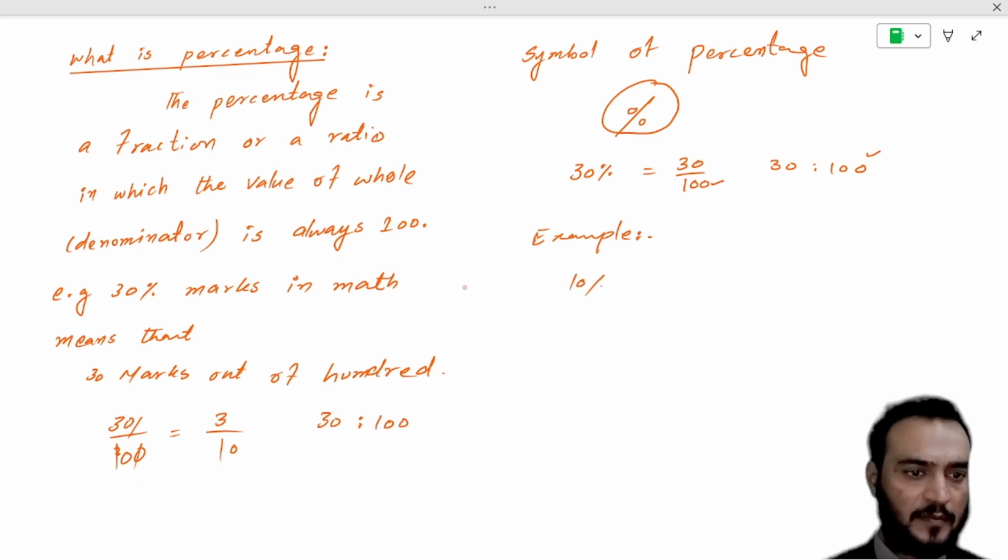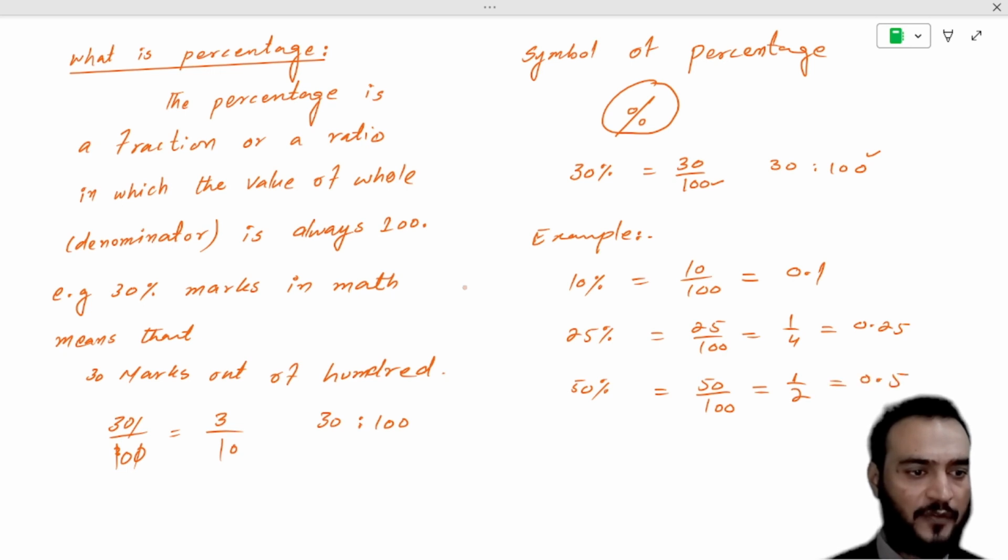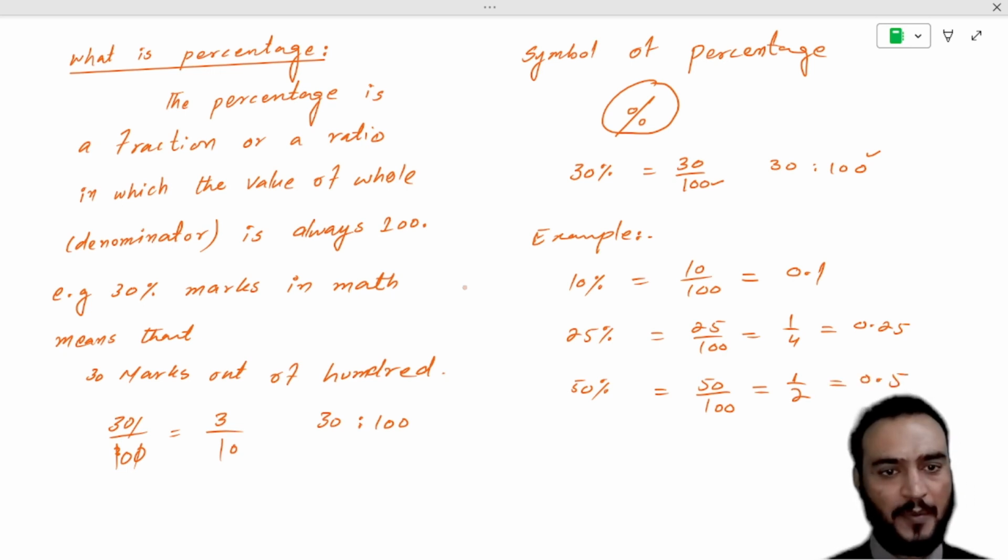10% means 10 out of 100. It is equal to 0.1. So next is 25% means 25 over 100. If we simplify it, we get 1 over 4, which is equal to, in decimal form, 0.25. So next is 50%. 50% means 50 out of 100. That is 1 over 2, which is equal to 0.5. So these are a few examples of a percentage.